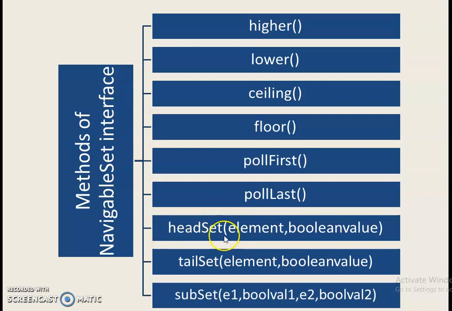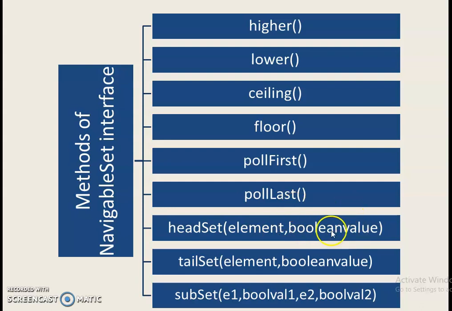Next we have head set. So here we have head set that takes two parameters. In sorted set we have head set that takes one parameter, right? So here head set takes two parameters, one the element, second a boolean value. As we know, head set returns all the elements before the specified element.